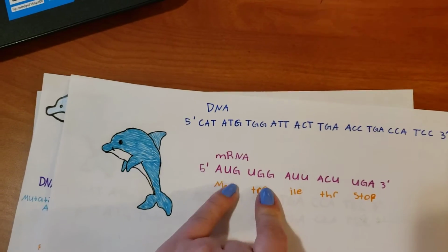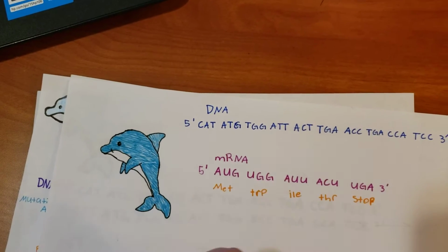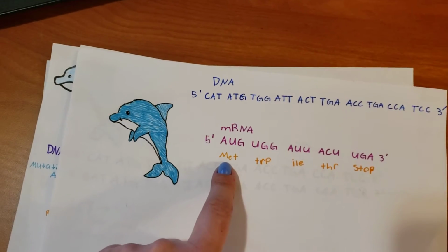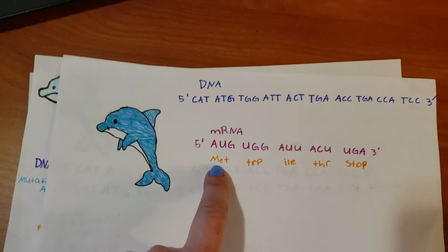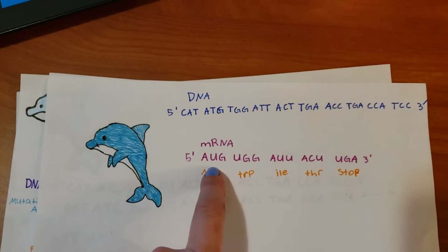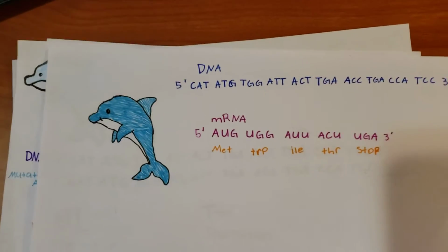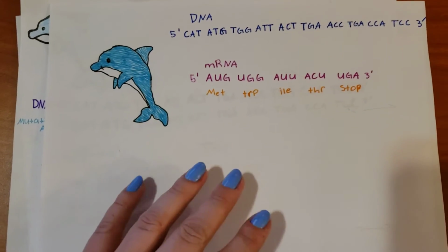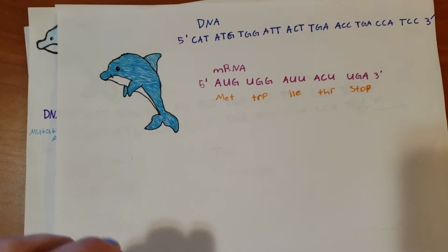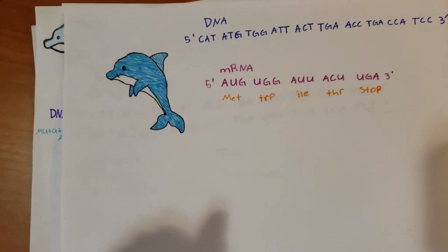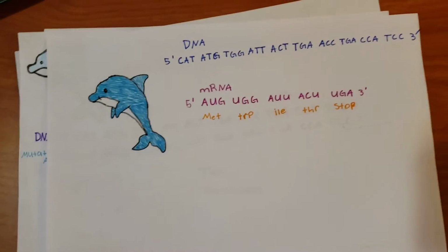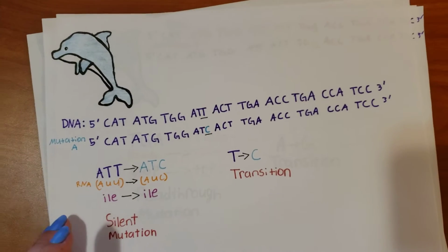So now we have our mRNA, and we're going to translate it to our 5 amino acids. Now I'm going to go over our 4 different single nucleotide mutations, point mutations in my DNA sequence.